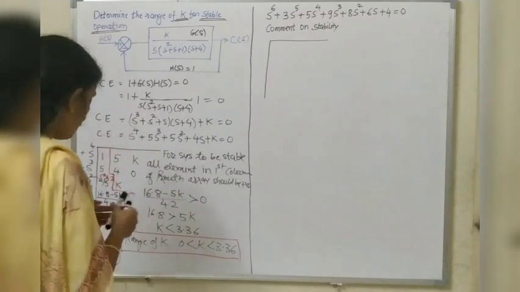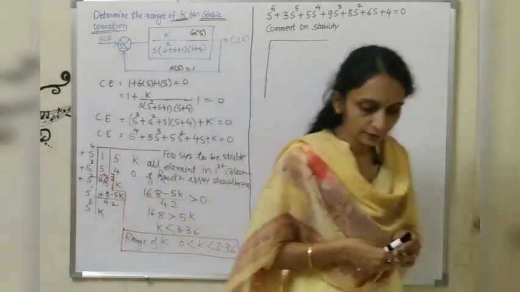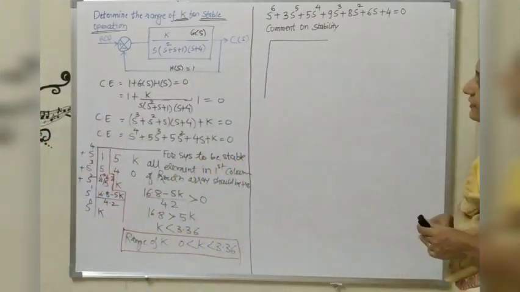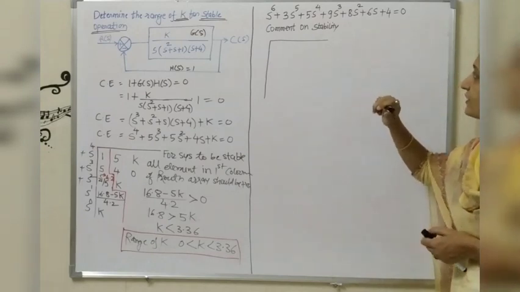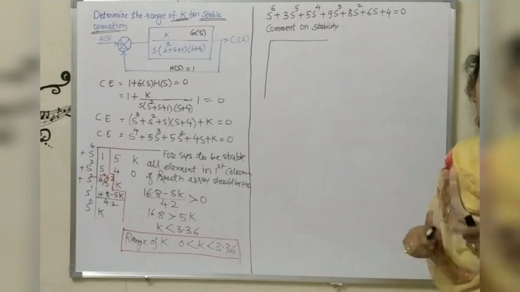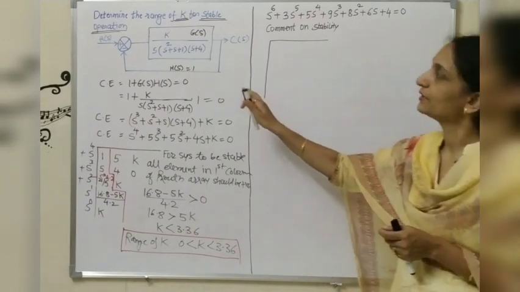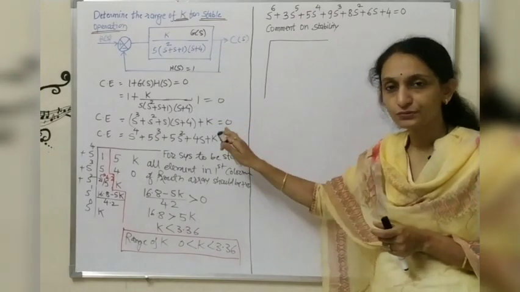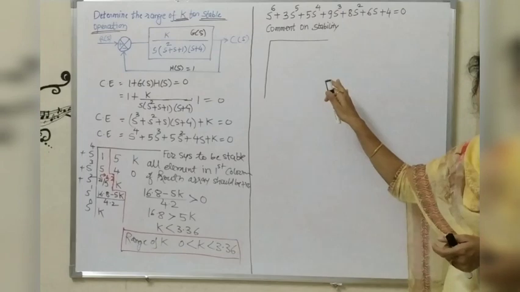Now we will see the next numerical. See here what you need to find. Here the second characteristic equation is given, and in this characteristic equation you have to comment on the stability, which means you have to determine the stability. In the previous numerical, the system was stable and you had to calculate the range of k. Here you have to comment on the stability.